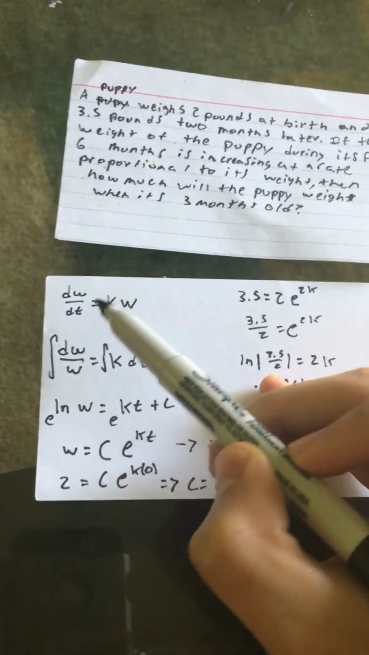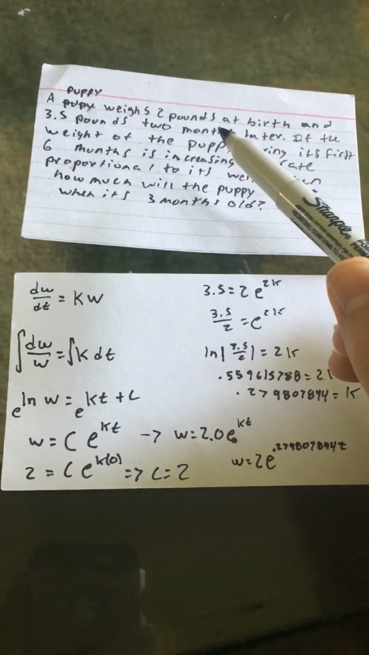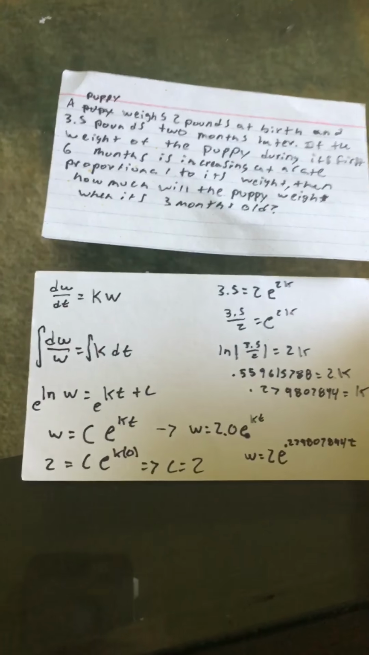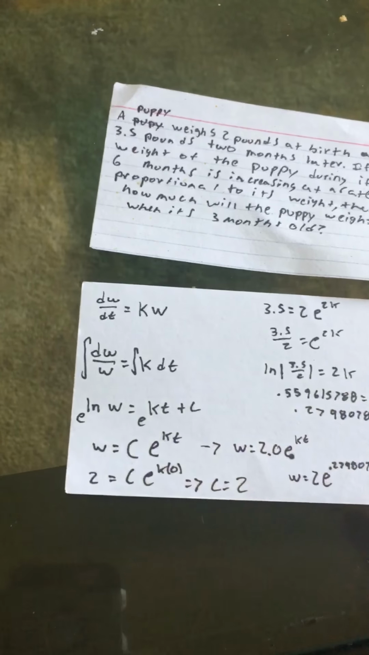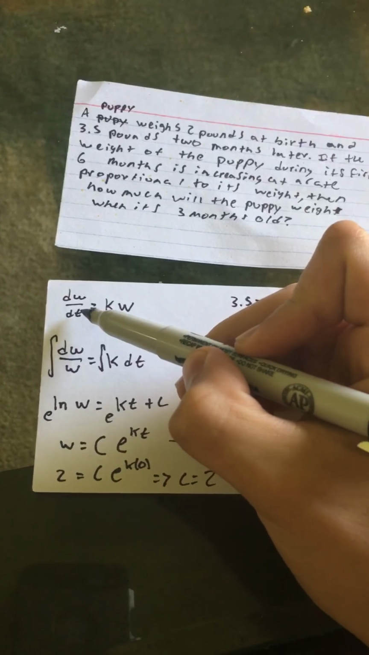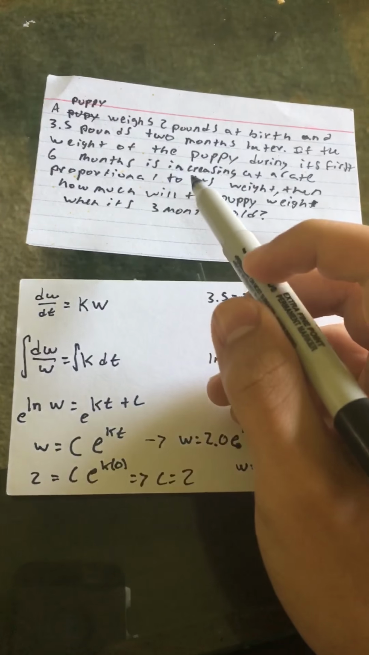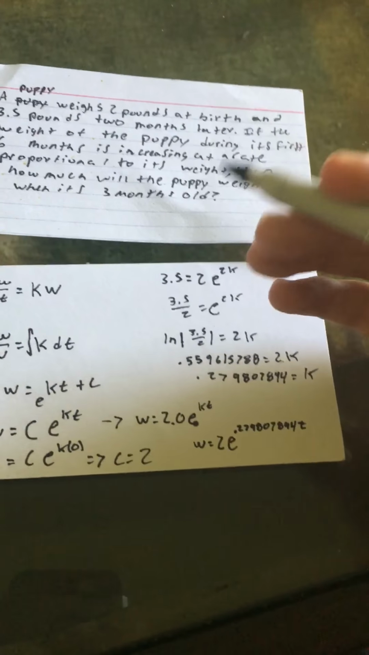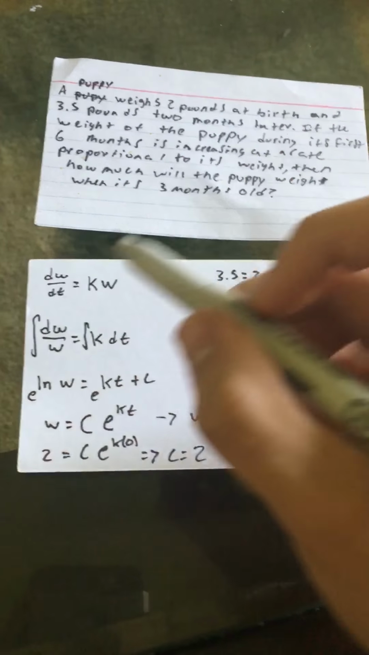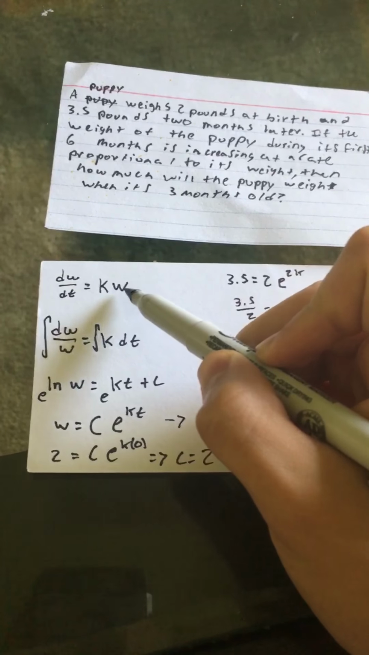Since it's saying the weight is increasing, that's a rate, right? Because you only increase by a certain amount. So the way we represent that is with dW over dt. And then it says that it's proportional to its weight. Whenever it says proportional, you multiply them. So then it will be k times W.